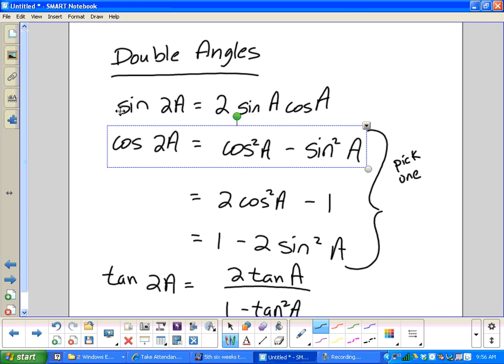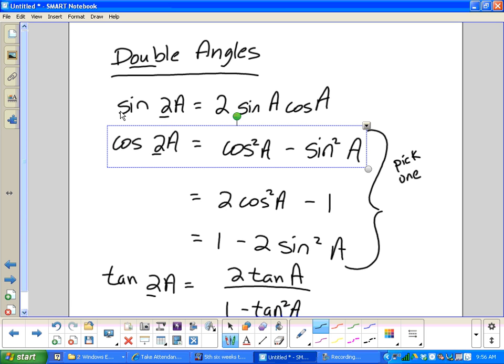Now, let's see if you picked up something from the formulas. Where are we getting double angle from? The twos, right? The angle here is A, isn't it? So what are we doing to the angle? We're multiplying the angles by 2, so that's why we call them a double angle.